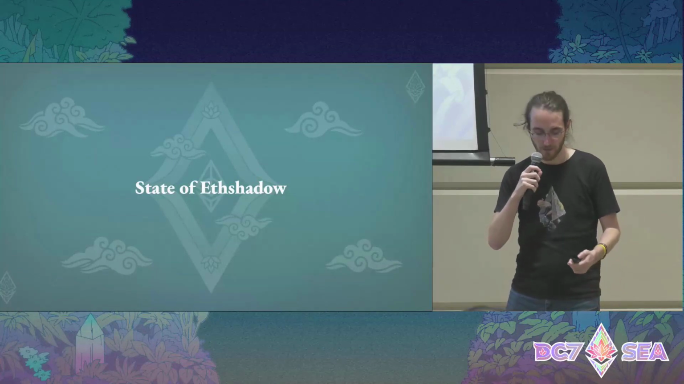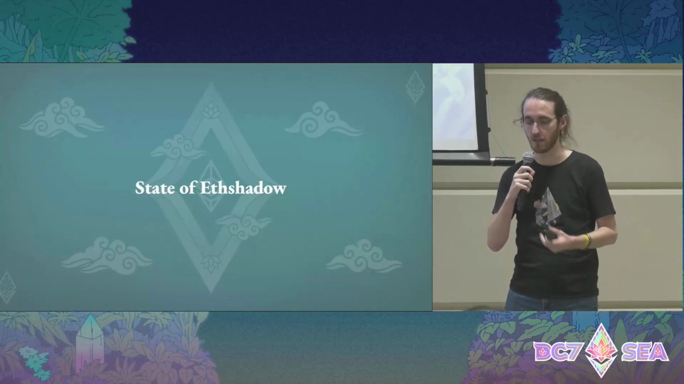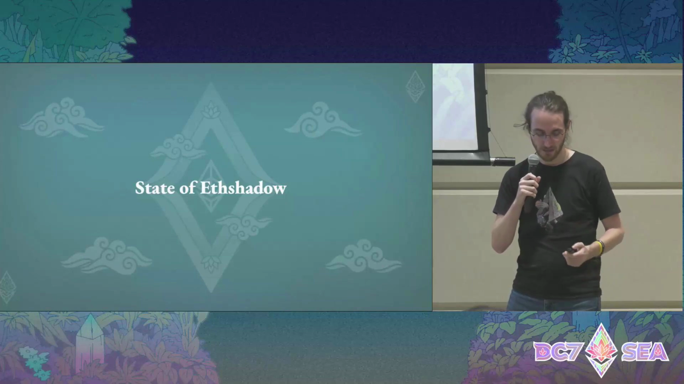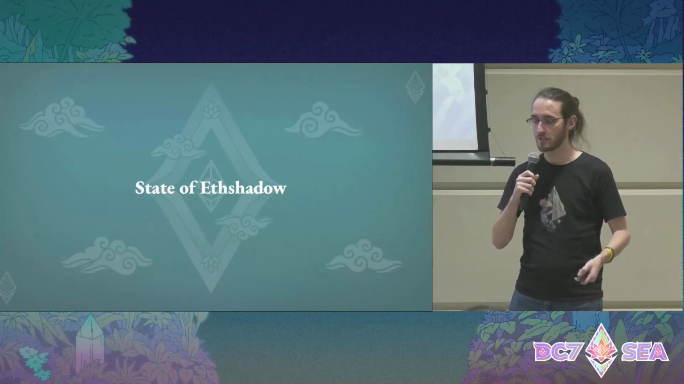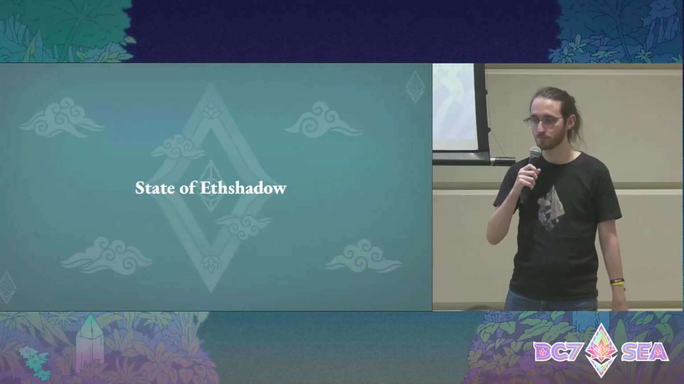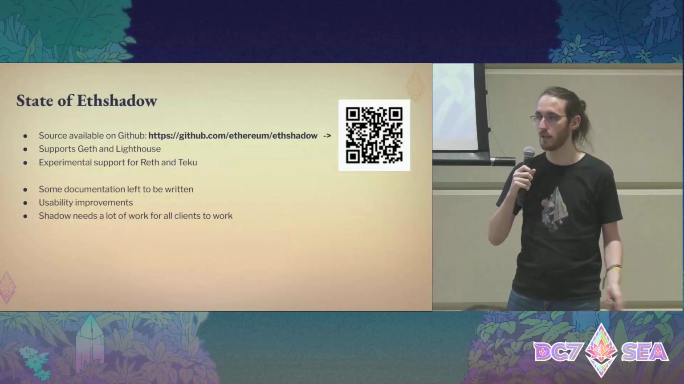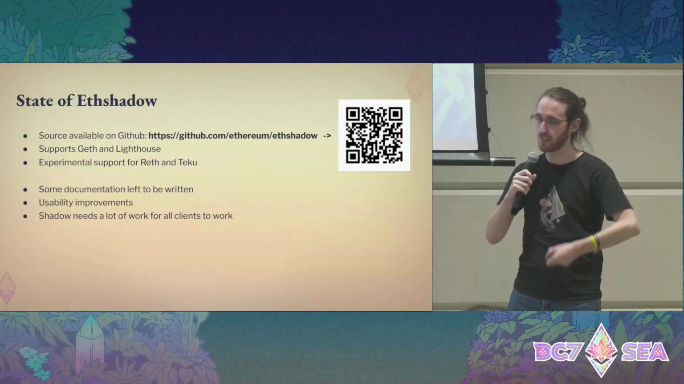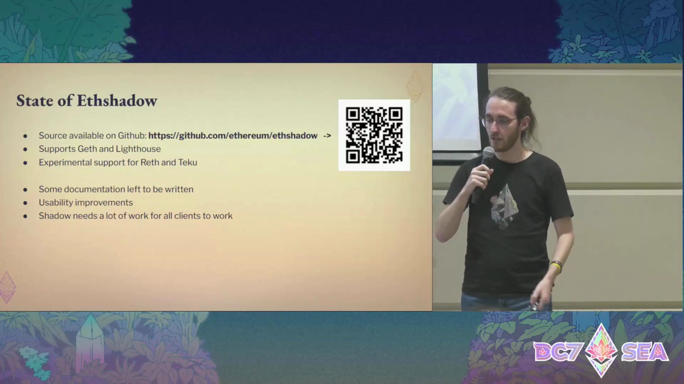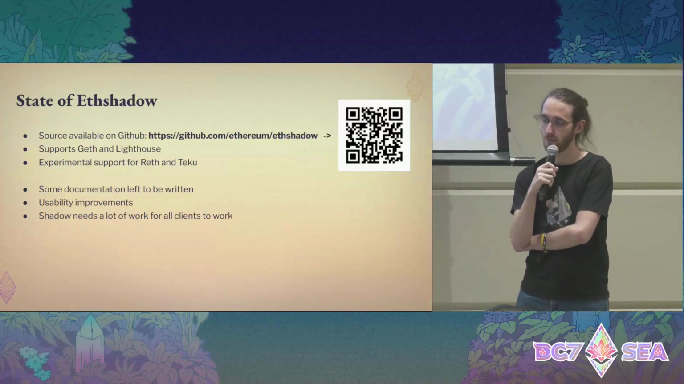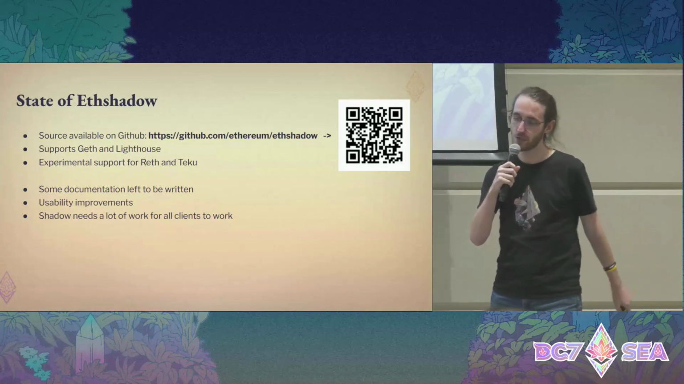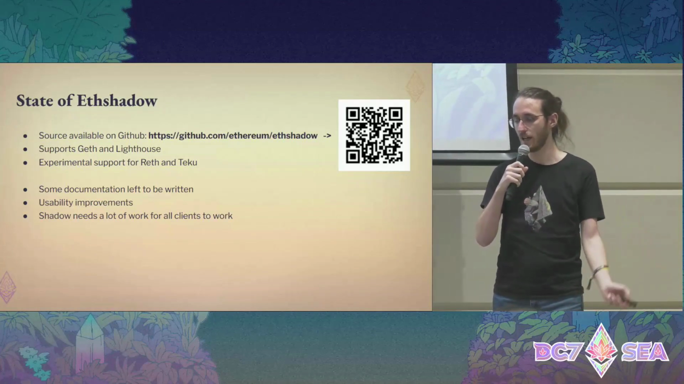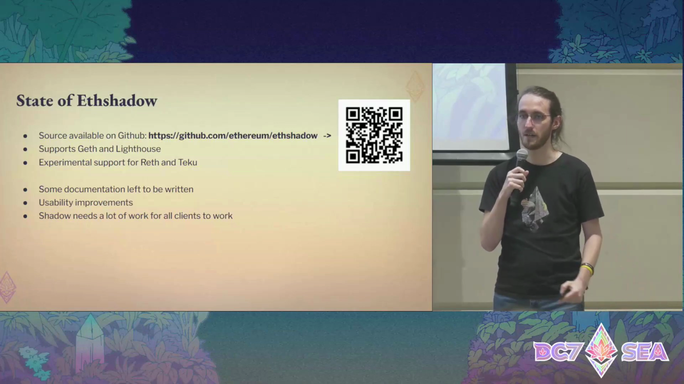If you want to know more about that, there are my weekly reports where I go into a bit more detail. So let's move on to the state of Ethshadow, the tool I developed. Because seeing these simulations, I thought, this is useful. I have an iterative approach and can evaluate different configurations. So I spent some weeks in the end to make it available for everyone. The source is available on GitHub at Ethereum/Ethshadow.